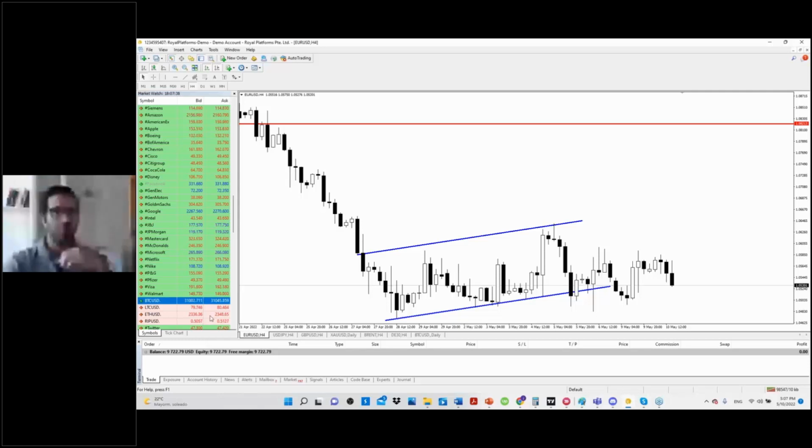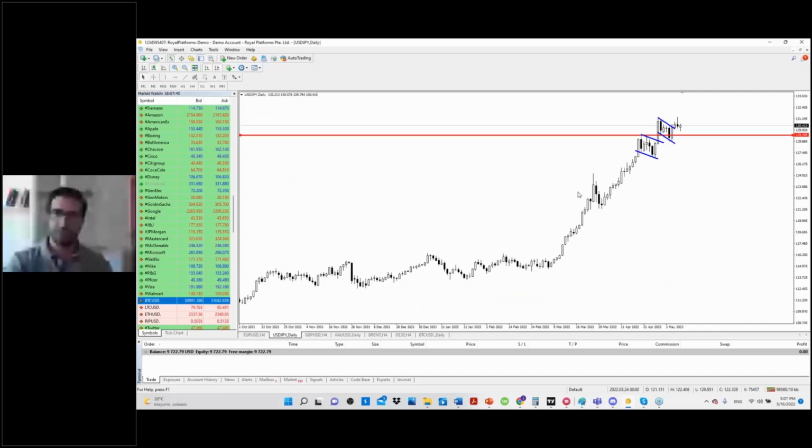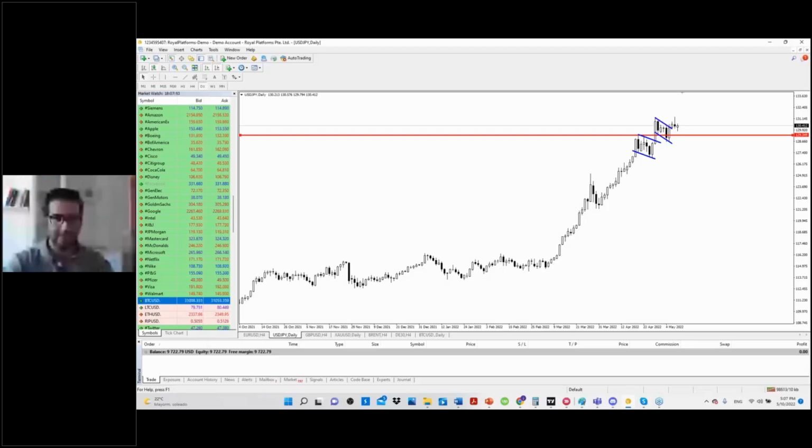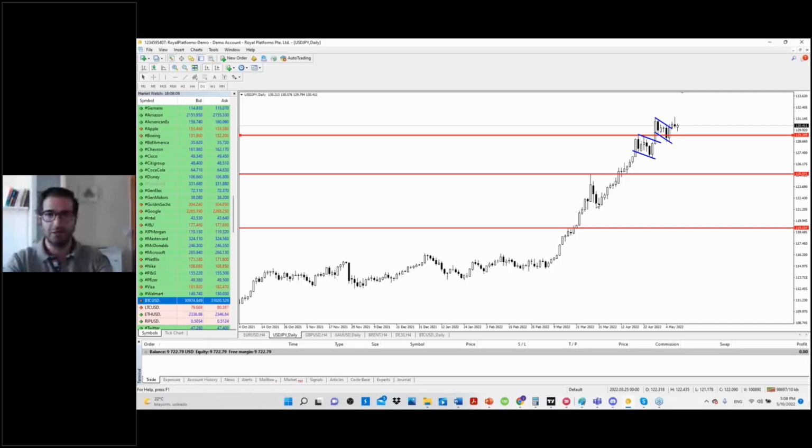USD JPY, or the yen. We will start again with the higher time frame. It is clear from the higher time frame that USD JPY is moving to the upside. We have higher highs and higher lows now. This is the main characteristic of an uptrend: you should look for a higher high and a higher low. So if this is a high, this is a higher high.